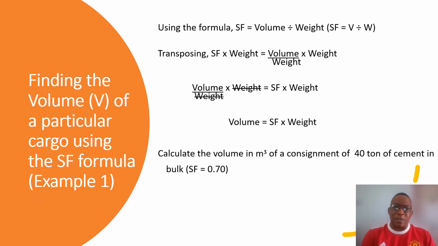So here we are given some information with regards to a shipment, 40 tons of cement in bulk with a stowage factor of 0.7. Therefore, 40 tons at 0.7 cubic meters per ton would be equal to 40 times 0.7, resulting in 28 cubic meters as the answer, as tons would have eliminated each other.